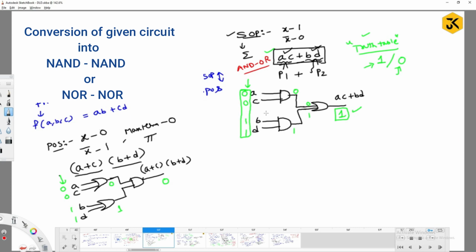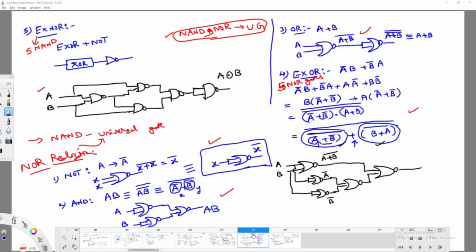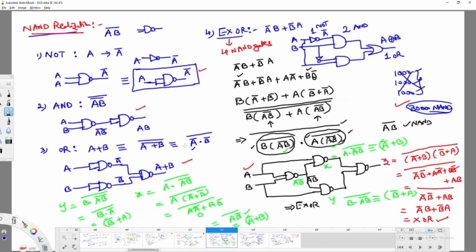With the help of NAND gates? That is my question. Yes, we can do it, right? So if you are going to do it like that, try to observe. For the AND gate representation, how many NAND gates are required? Two NAND gates are required.